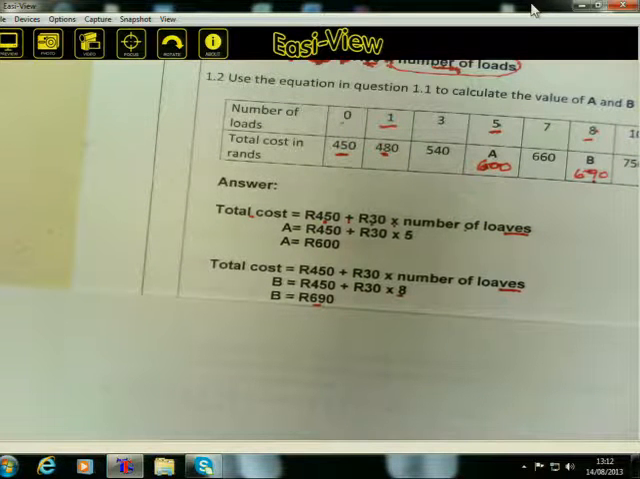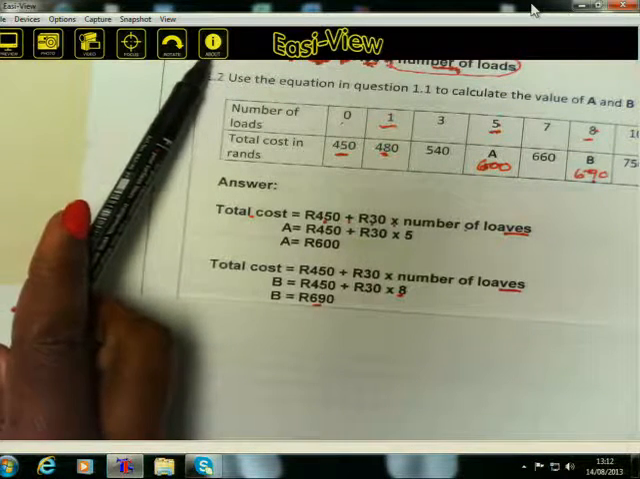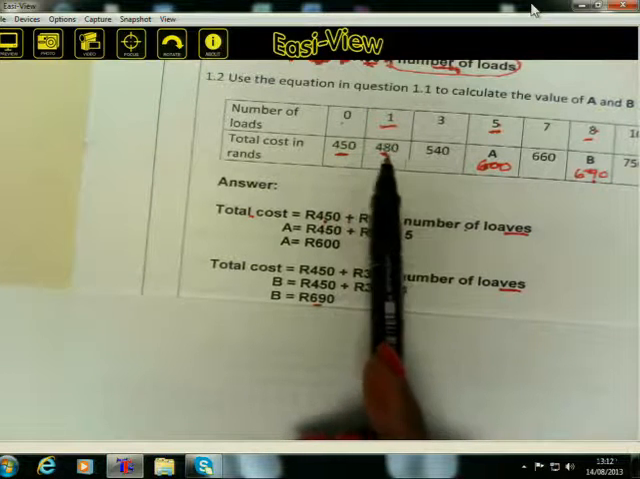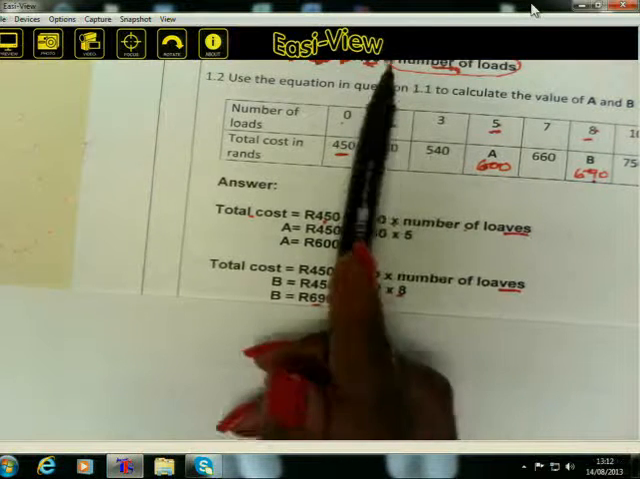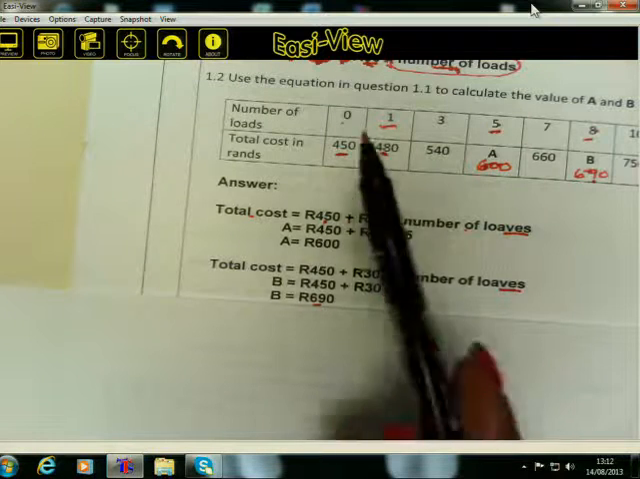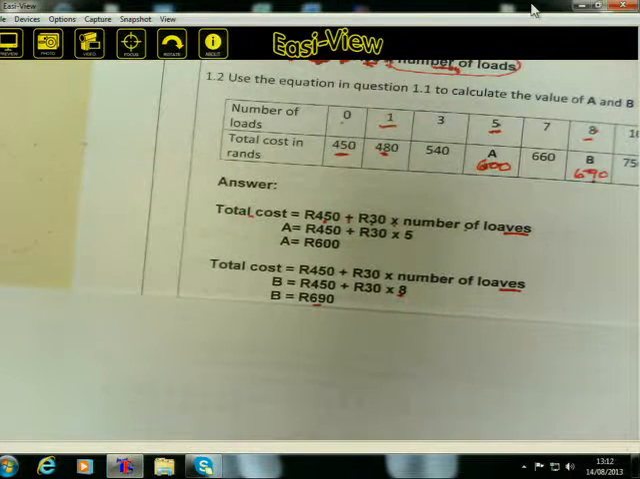Remember what we did before? We first tested whether the formula that we wrote in 1.1 would give us the answers that were already provided in the table. If the answers we get using our formula match, it means there's nothing wrong with our formula. We can continue. But remember I said, grade 12s, if you find that you don't get the same answers, 450 and 480, with the formula that you have constructed, you must go back and check your formula. Something is wrong with your formula. So now we have calculated the values of A and B.